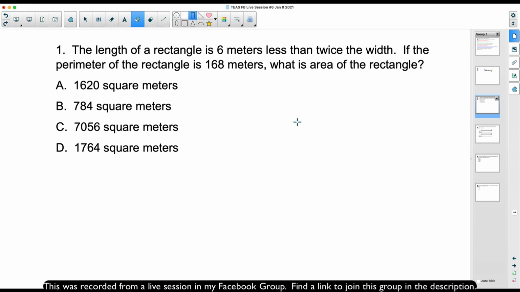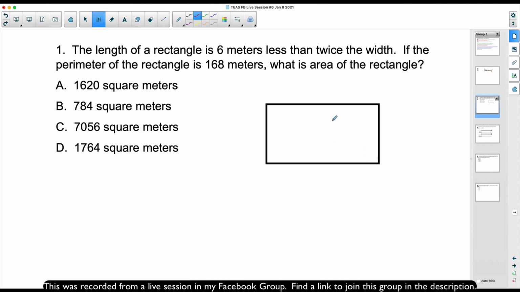So I'm going to draw a picture. There's my rectangle. It's not drawn to scale. And I'm going to call this my length, and I'm going to call this my width. Now, what do we know about this? It says the length is 6 meters less than twice the width. Twice the width. Okay, so this length, I see twice the width, so I'm going to write 2W, and it's 6 meters less than that.